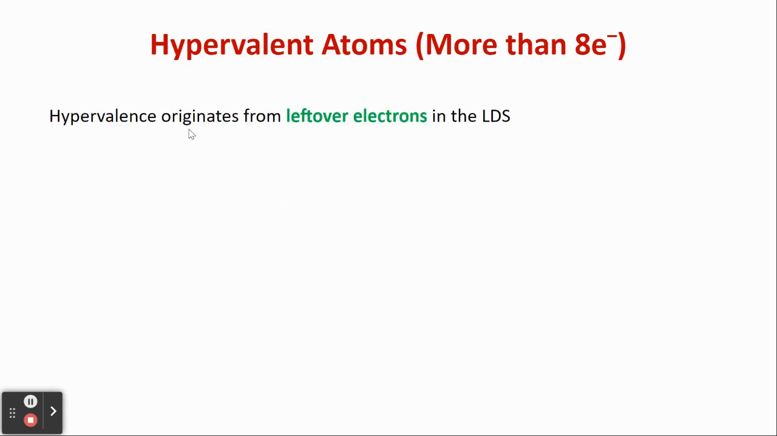So hypervalence also originates from leftover electrons. If we have IF5, we're going to have 5 fluorines that are bonded to each iodine. How does that happen? That's only going to happen if iodine has the ability to accept 2 more valence electrons and become hypervalent. If I were to look at xenon tetrafluoride, xenon actually already has 8 valence electrons. So in order for it to bond with other atoms, it's going to have to expand its octet.